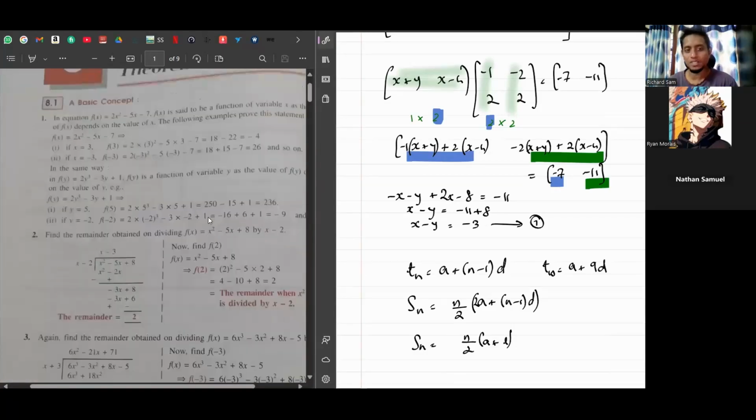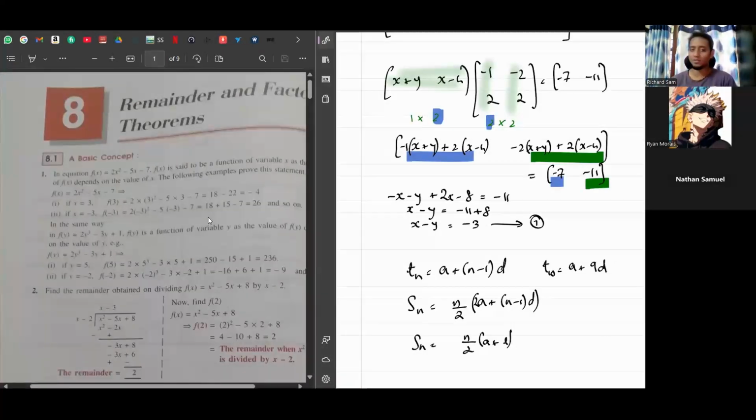All right. So in this chapter, it's about not getting confused with the question. There are two theorems here: remainder theorem and factor theorem, which are opposite of each other.